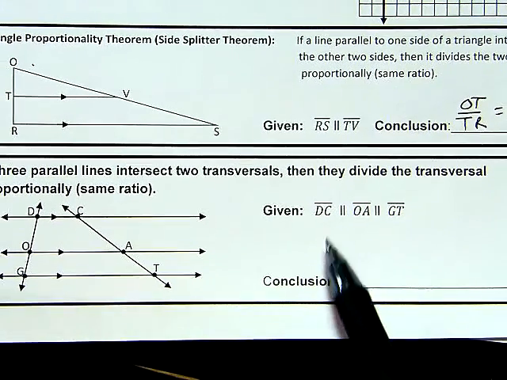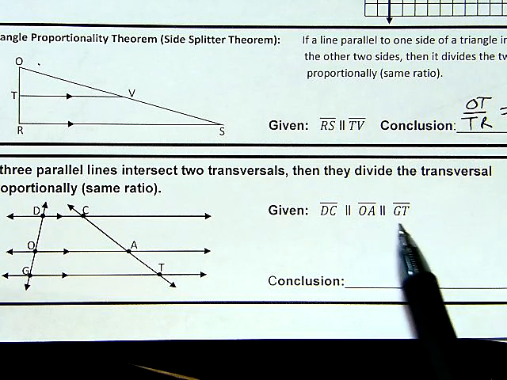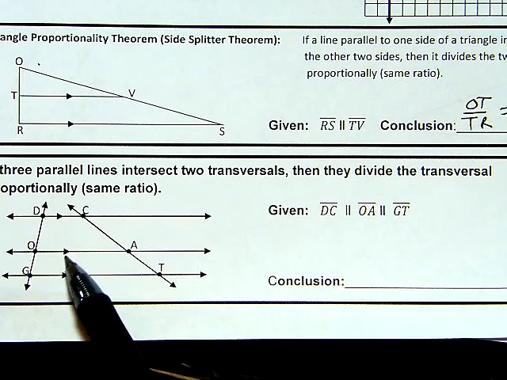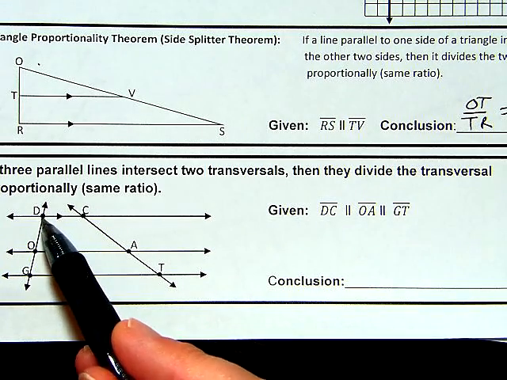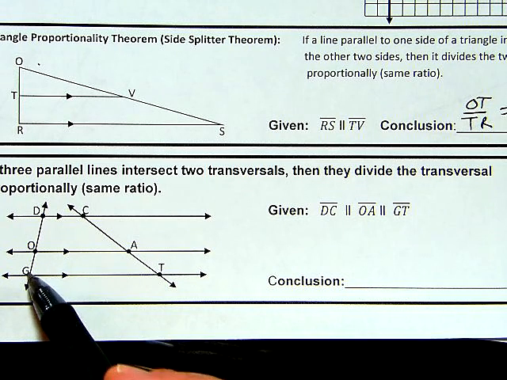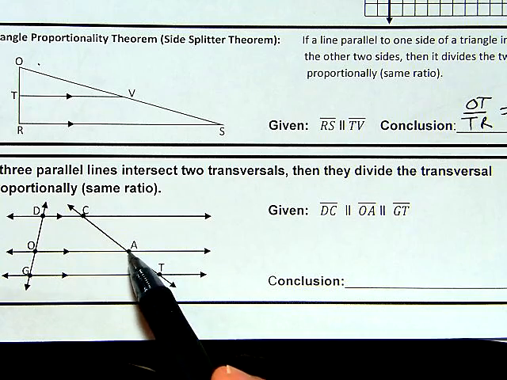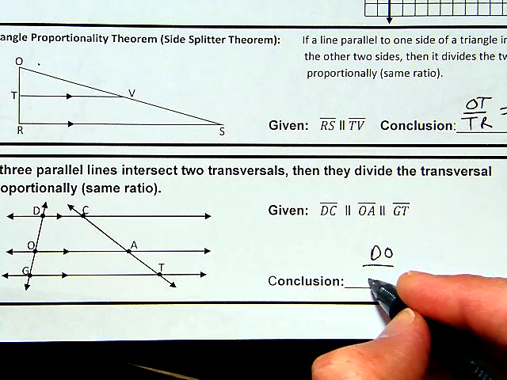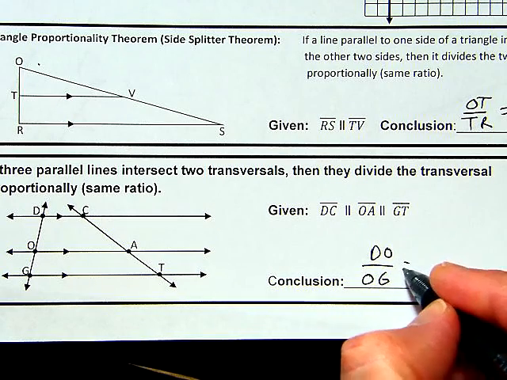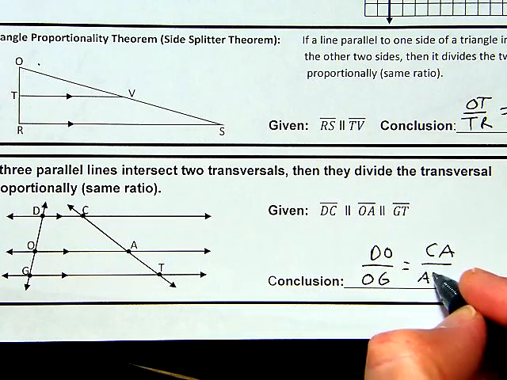So if we're given that DC is parallel to OA is parallel to GT, which is what these arrows are showing, these parallel arrows, then we can conclude that DO to OG is going to be the same ratio as CA to AT. So let's write that down. DO to OG equals CA to AT.